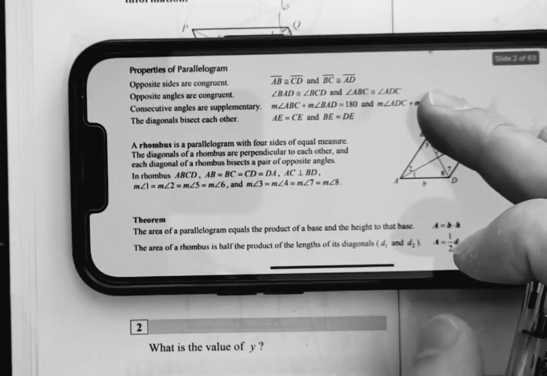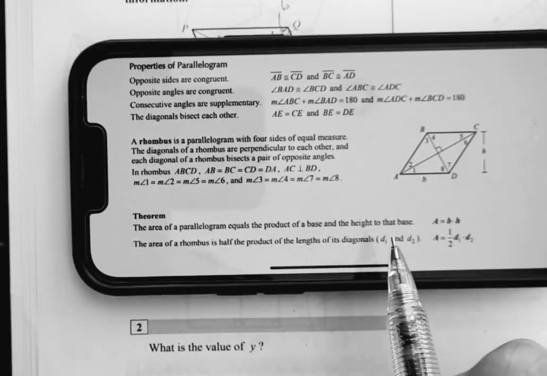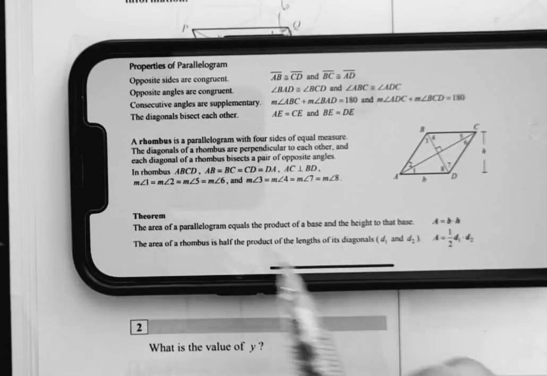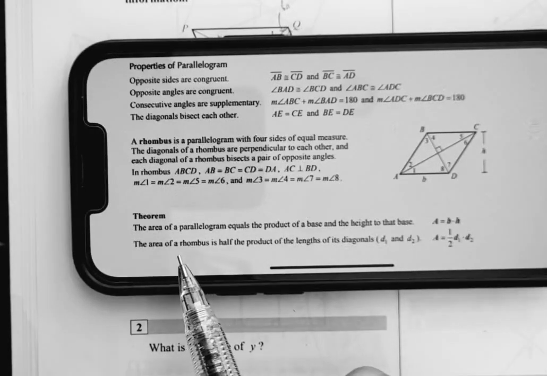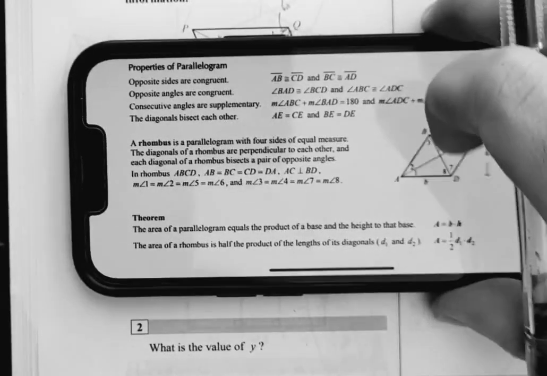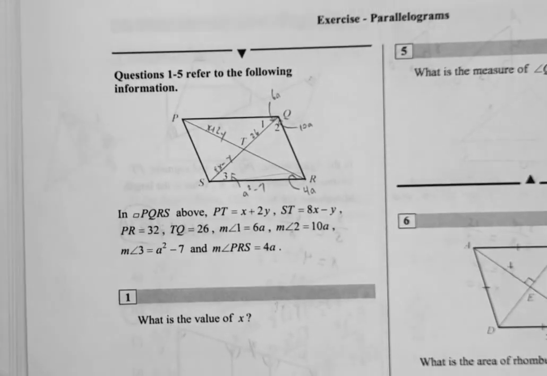Okay, and then the area of a parallelogram is the same as the area of a rectangle, base times height. Nothing new to remember there. For a rhombus, you can also find it by half times the first diagonal times the second diagonal. That's a different way. Okay, so now let's move on to the problems after we reviewed it.